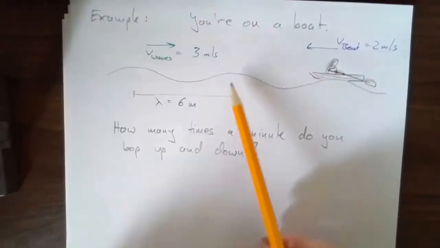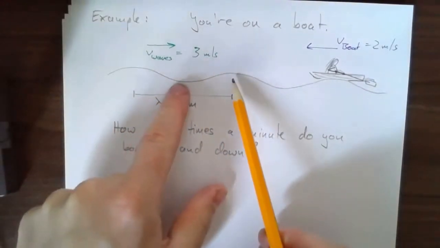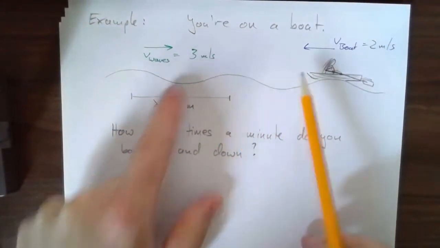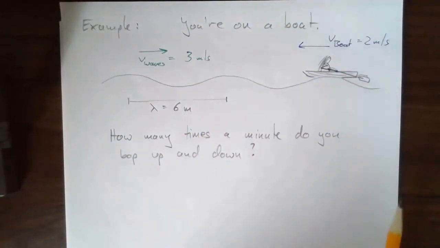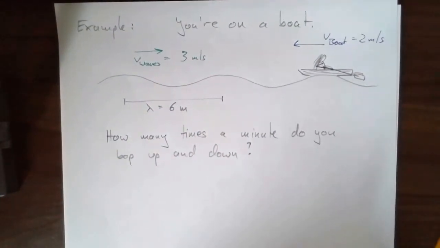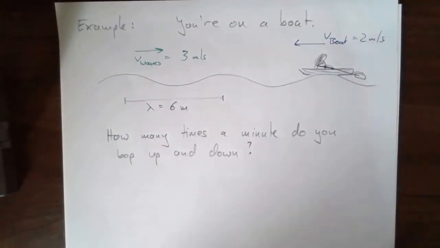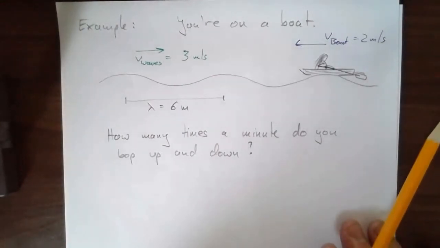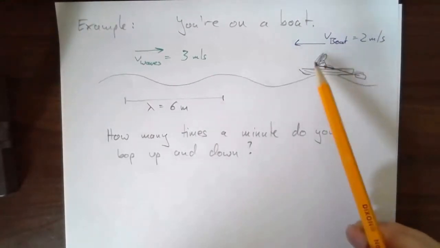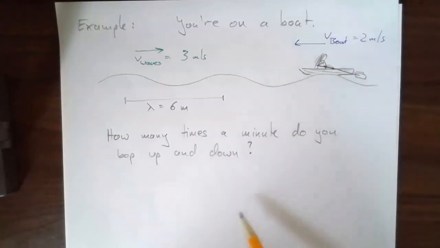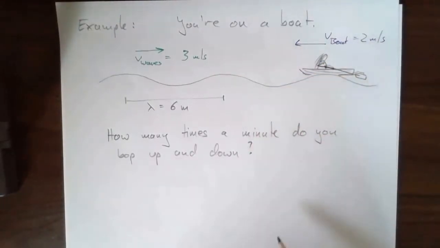3 meters per second, that means, well, it's half of 6, so half a wave full cycle per second, so 2 seconds per cycle, so that's 30 times a minute. But hopefully that calculation would be easy for you. But now the boat is moving. Right, the boat is moving to the left.